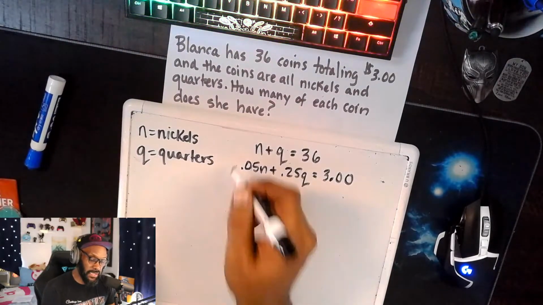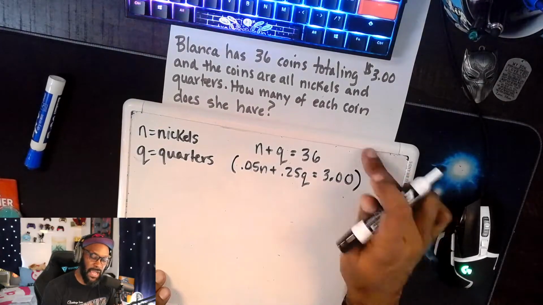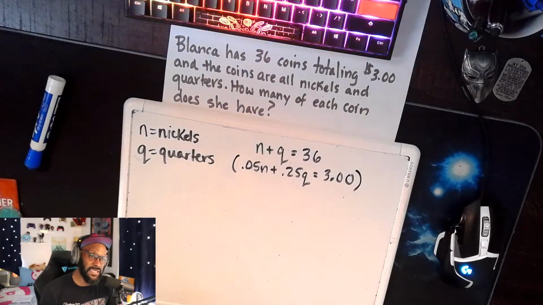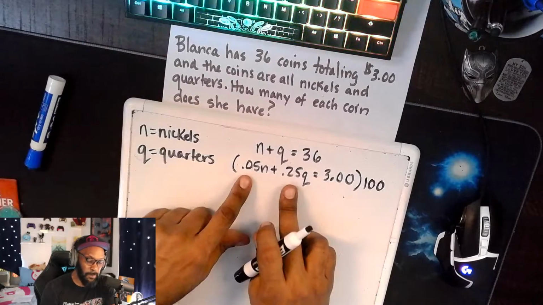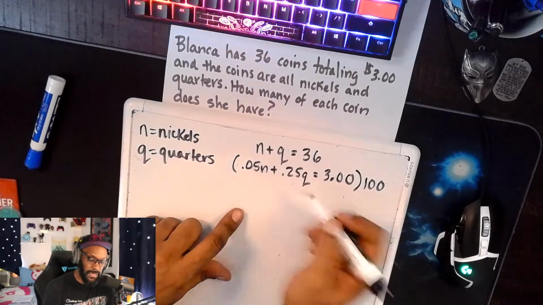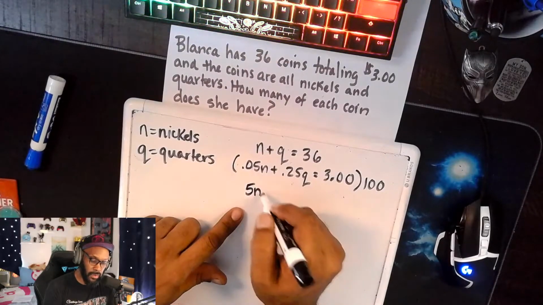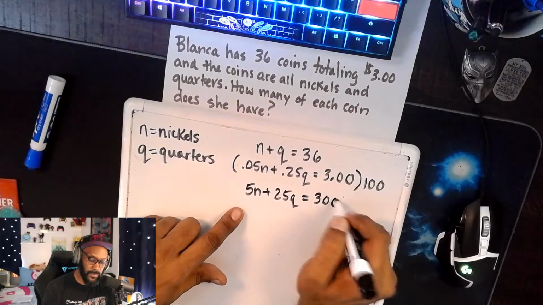Now, the big question is, you know we don't do decimals. So what is the number I'm going to multiply everything by in order to get rid of my decimals? 10, 100, or 1,000? Hopefully you came up with 100, right? Because we want to make sure we get rid of the decimals here and everywhere. So multiplying that by 100 gives me 5n plus 25q equals 300.